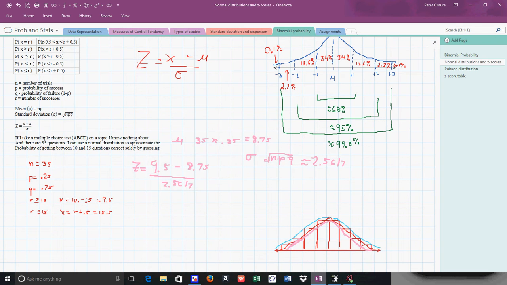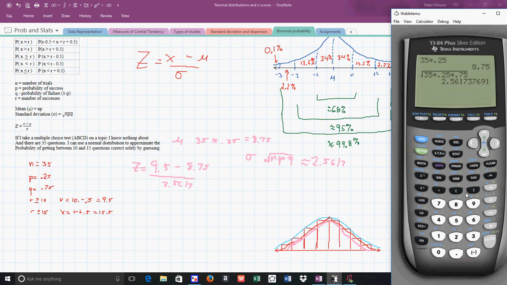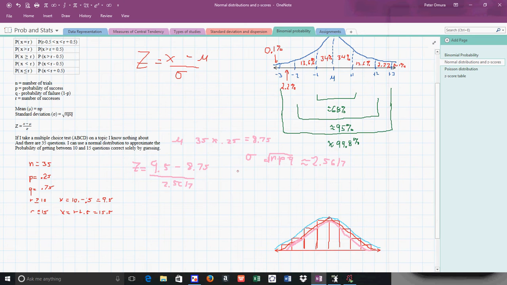All right. And now I'm going to go back to my calculator. I'm going to say, what's 9.5 minus 8.75 divided by, and I'm going to use my answer key to give me my standard deviation, and I get 0.29. My z is about 0.29. Alright, so that's my first z-score. I'm going to call it z1.